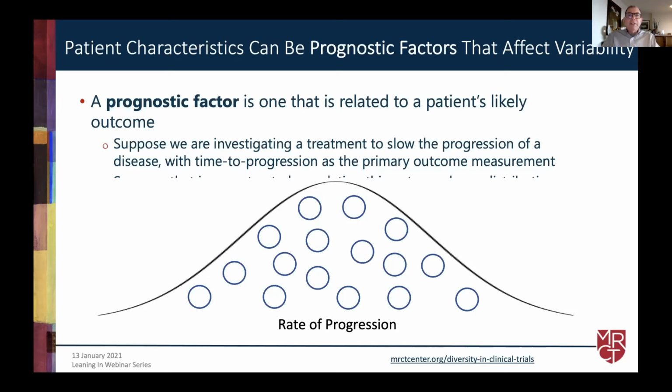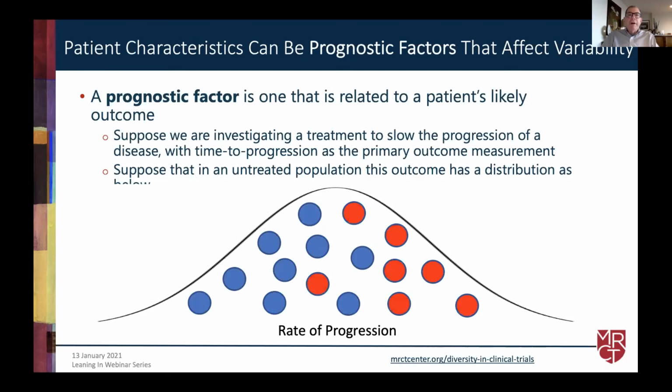Now, in the next slide, what if that population of individuals consists of two different kinds of people? In this case, I'll split them into men in blue and women in red. But suppose that there's a difference in prognosis between those two groups of people. So the men tend to have slower rates of progression, women tend to have higher rates of progression. So that would be an illustration of a prognostic factor, where gender is a prognostic factor.